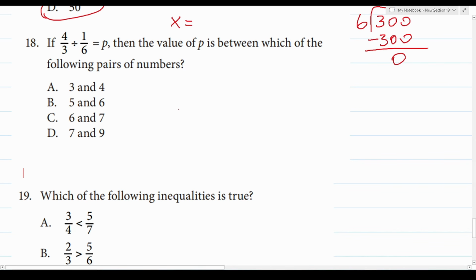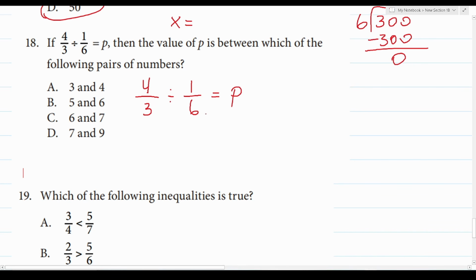All right, number 18 says if 4/3 divided by 1/6 equals p, then the value of p is between which of the following pairs of numbers? So let's just copy down what we have here. We have 4/3 divided by 1/6, and we know this, according to the problem, equals p. That is to say, we want to do 4/3 divided by 1/6. We want to divide these two fractions.